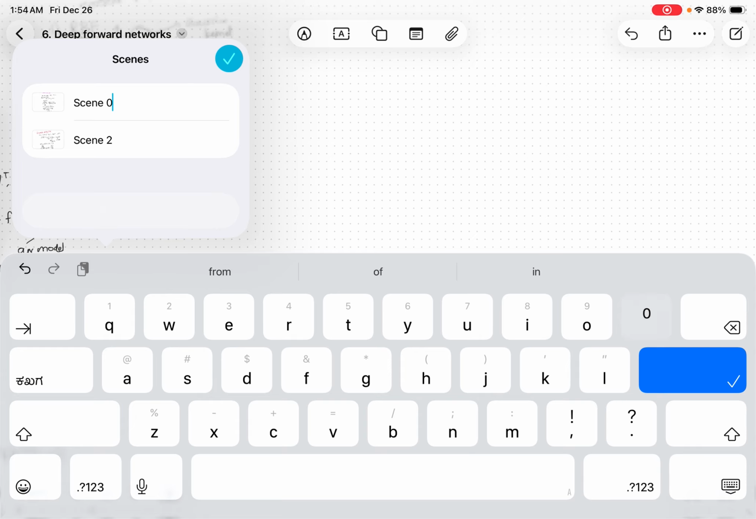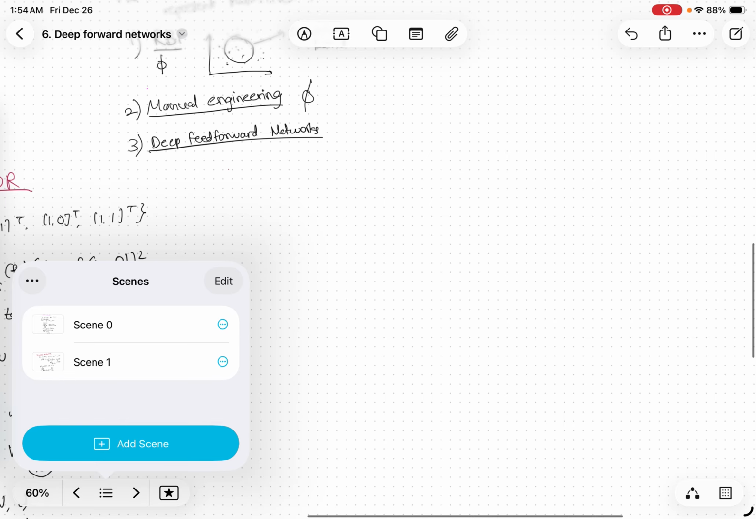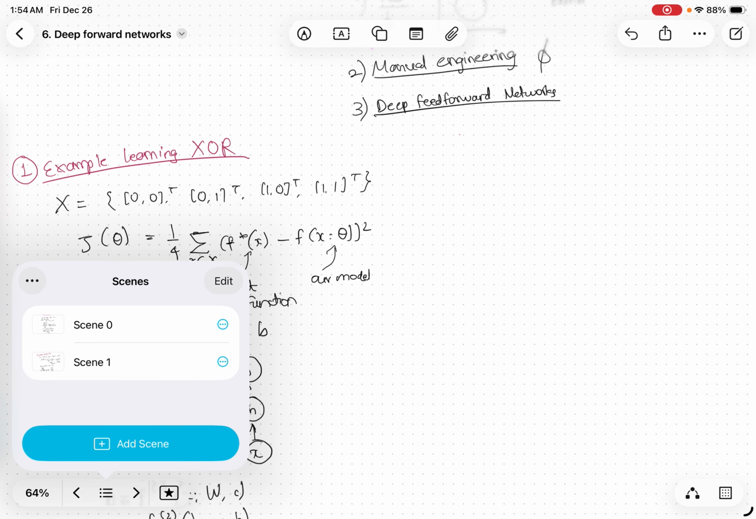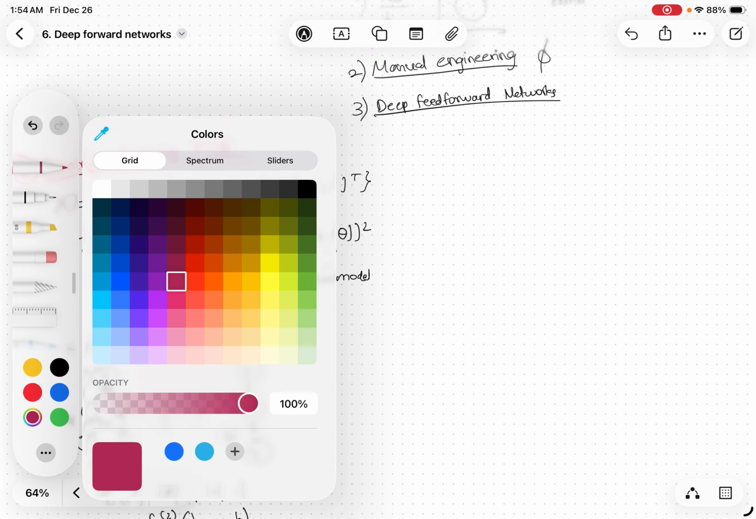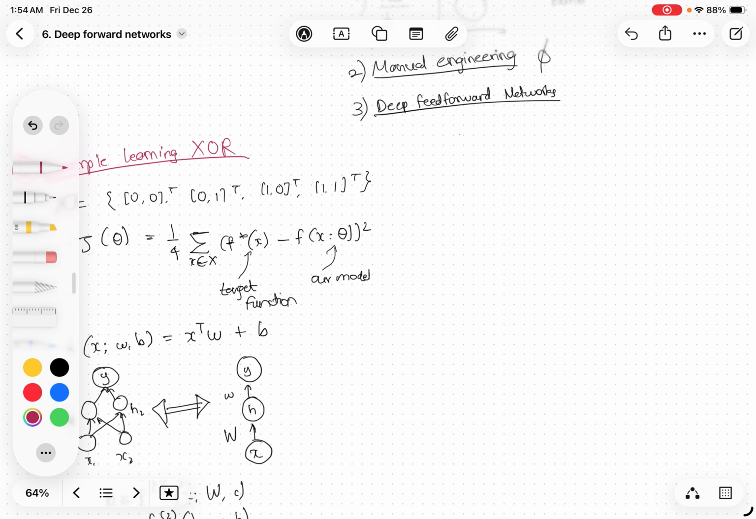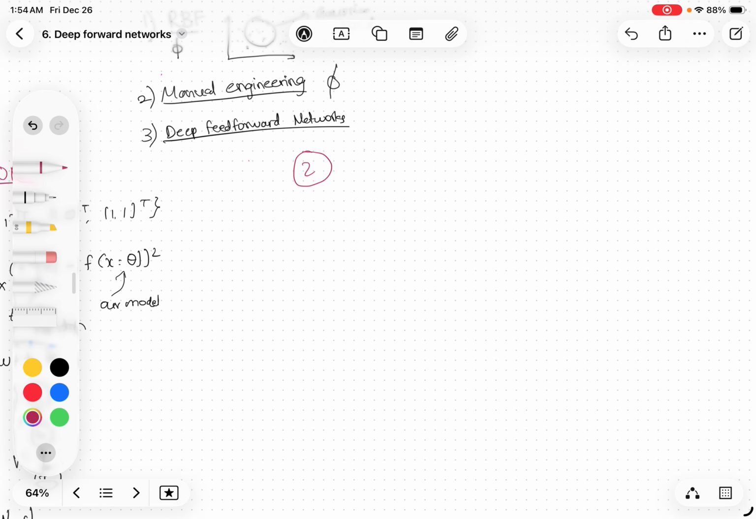If you rename it, this is basically scene 0, and this would be scene 1 or chapter 1, if you will. And let's go to gradient-based learning. So let's go to this second one. The second main section in this chapter is gradient-based learning. Okay, let's try to pick up the speed a little bit.